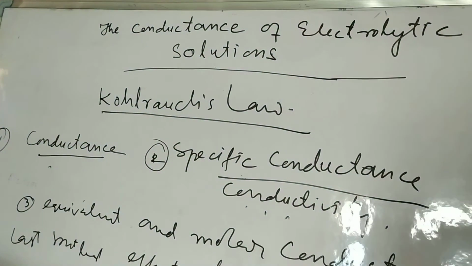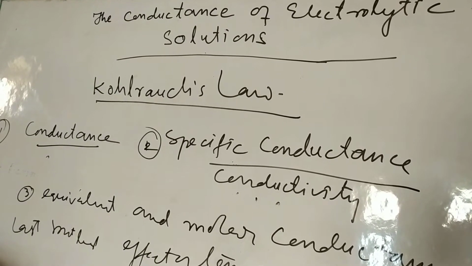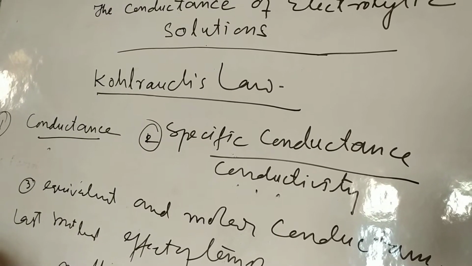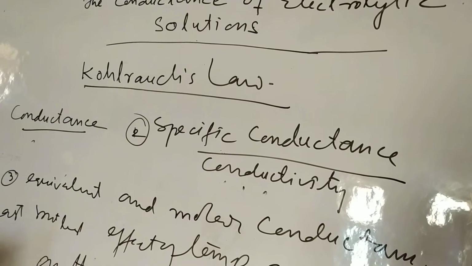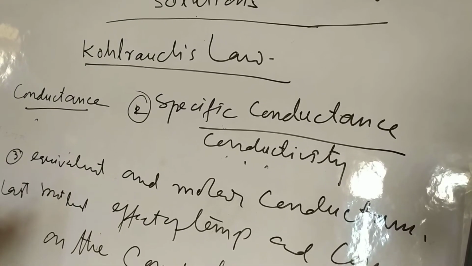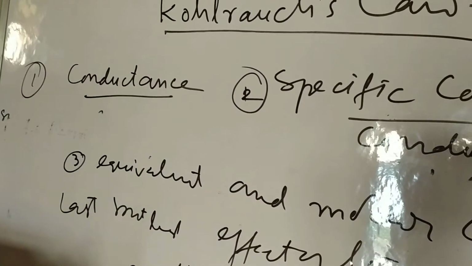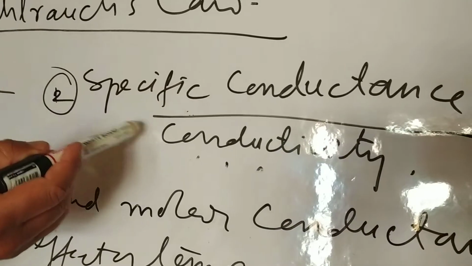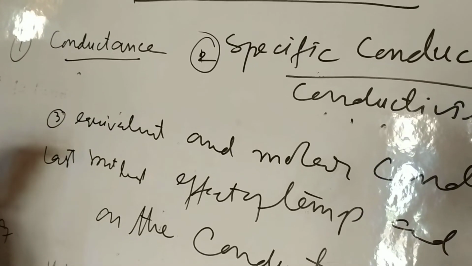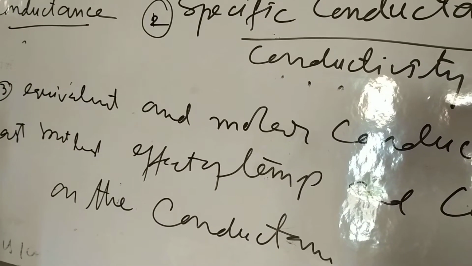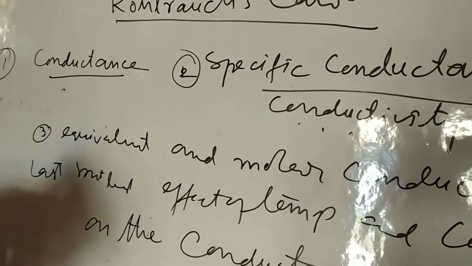At the outset, I would want to tell you that the important question in this topic is Kohlrausch's law, because it has many applications in electrochemistry and is mostly asked in the examination. But to understand Kohlrausch's law, we need to understand certain basic terms: what does conductance mean, and then we have related terms. We have specific conductance, also called conductivity. Then we have equivalent and molar conductance. Last but not least, we have the effect of temperature and concentration on conductance. So let us go to conductance first.